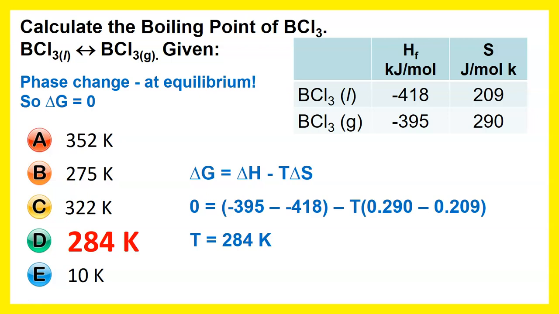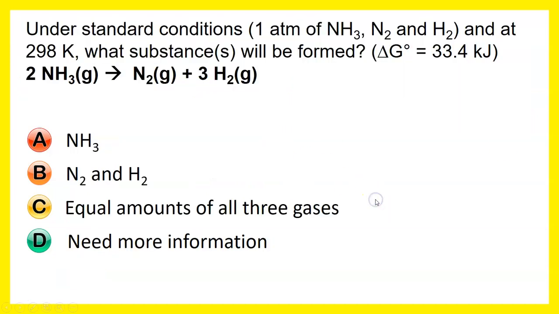Now, sometimes they're going to ask you a question that doesn't seem to even need math being done. Like, here's a conceptual question. Under standard conditions and at 298 Kelvin, what substance or substances will be formed? And then they give you a Gibbs value. And people go, wait a second, I don't feel like I have a lot of numbers. How am I supposed to put stuff in an equation? And you're not supposed to.